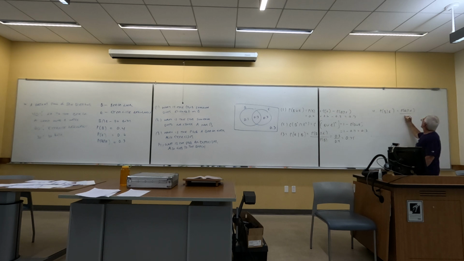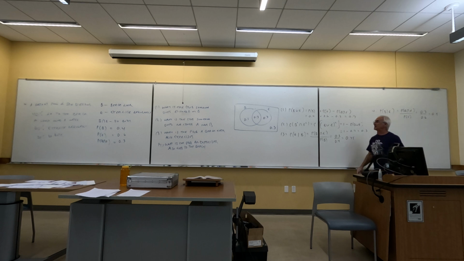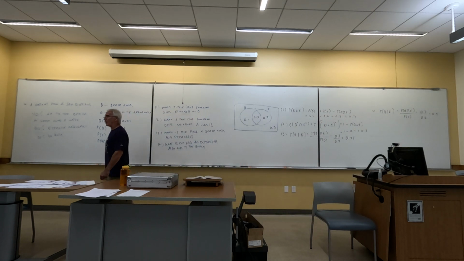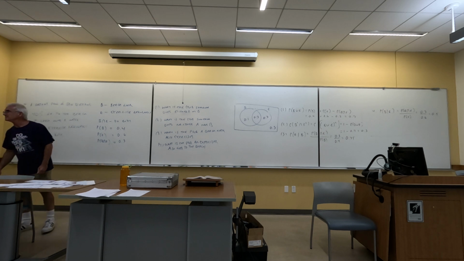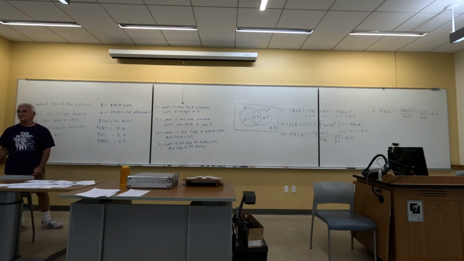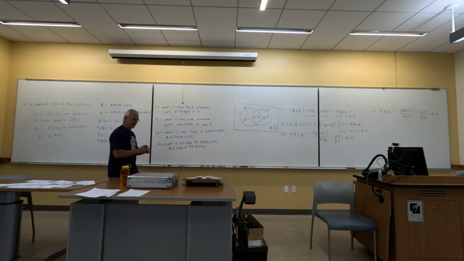Okay, but now my denominator is this. So what is this answer? 0.3 over 0.6, and that's half. So in English, you could say half of all exercisers go to the beach, but 3/4 of all beachgoers also exercise. Okay? So far, so good? Is that complicated in this context?